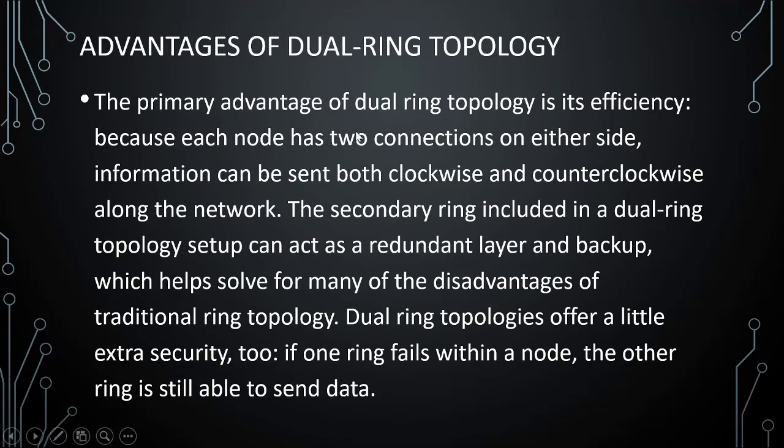So the primary advantage of dual ring topology is its efficiency. Because each node has two connections on either side, information can be sent both clockwise and counterclockwise along the network. The secondary ring included in a dual ring topology setup can act as a redundant layer and backup, which helps solve many of the disadvantages of traditional ring topology. Dual ring topologies offer a little extra security. If one ring fails within a node, the other ring is still able to send data.